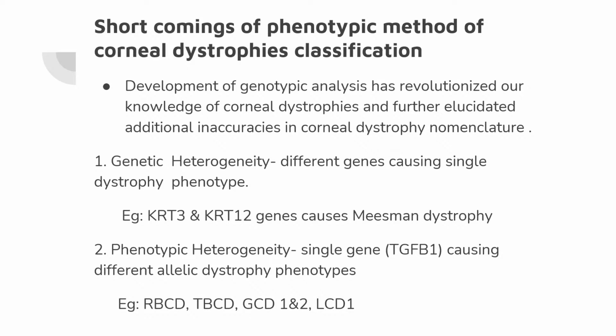Coming to the shortcomings of this phenotypic method of corneal dystrophy classification. Development of genotypic analysis has revolutionized our knowledge of corneal dystrophy and further elucidated additional inaccuracies in corneal dystrophy nomenclature. Example, genetic heterogeneity: different genes causing a single dystrophy phenotype. KRT3 and KRT12 genes cause Meesmann dystrophy. And phenotypic heterogeneity means a single gene, transforming growth factor beta 1, causing different allelic dystrophy phenotypes like Reis-Bucklers, Thiel-Behnke, granular corneal dystrophy 1 and 2, and lattice corneal dystrophy.